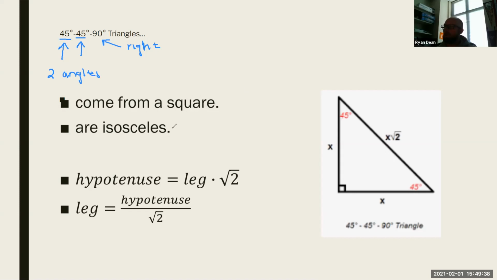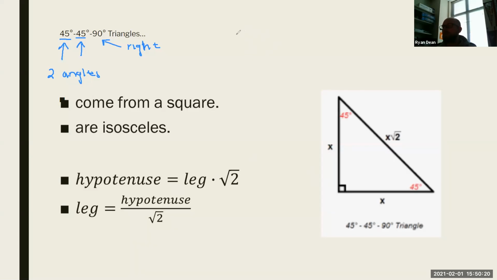Okay, so a lot of this just comes from a square. With a square, if I extended this out like this, this other side over here would be 45 degrees, which makes this 90. So in a square, when we find the diagonal piece, there's a special formula that we use, which is x square root of 2. So if you have a 45, 45, 90 triangle, then we can use these formulas to help us solve for the missing sides. Now, it's important to note that you must identify the hypotenuse and the legs first.